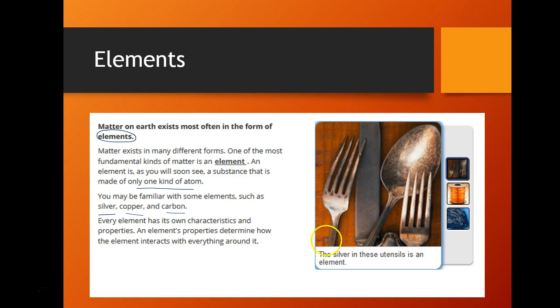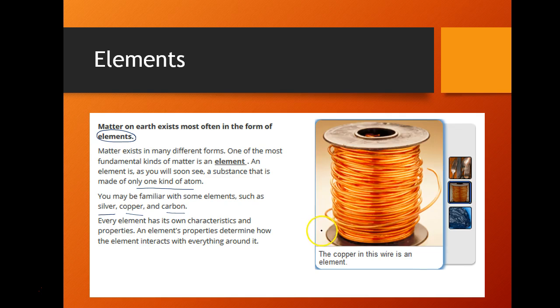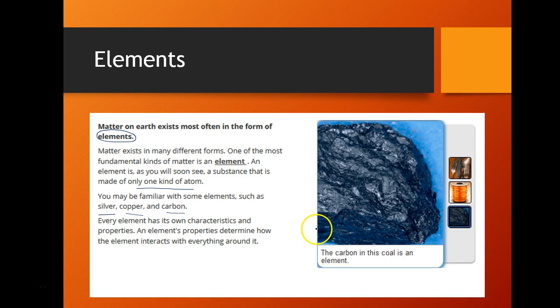So here you see in this picture some forks, knives, and spoons, and these utensils are made up of silver, which is an element. There's also this wire right here made out of copper, which is another element. And then there's some carbon in this coal, which is also another type of element. So again, all these three pictures that you just saw are made up of only one type of atom: silver, copper, and carbon. And because they're only made up of one type of atom, we call it an element.